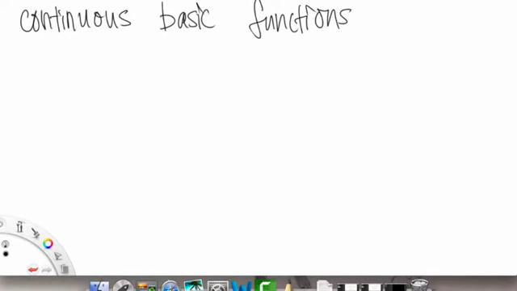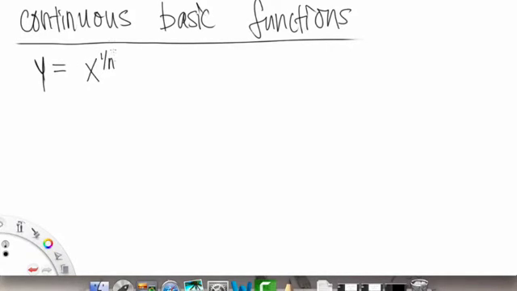Okay, so some more would be, I'm just going to give you a little list here, so you'll be able to recognize them when you see them in problems and say, okay, so those are continuous, I know that. So y equals x to the 1 over n, and this is the same thing as saying the nth root of x, okay? So this is going to be continuous.